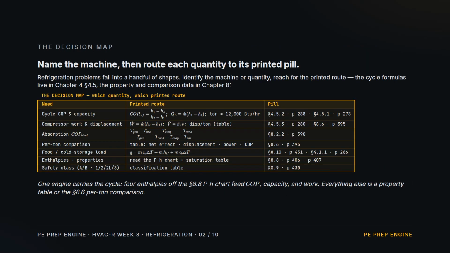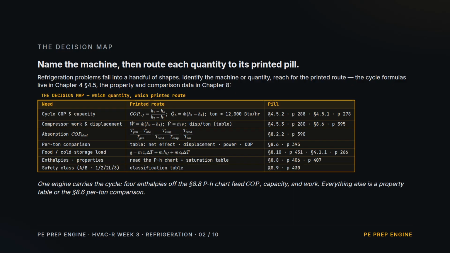The decision map. Every refrigeration problem is one of a few shapes, so name the machine first. A vapor compression cycle gives you COP, capacity, and compressor work from 4 enthalpies read off the pH chart. An absorption machine gives you an ideal COP from 4 temperatures. A load problem sums sensible and latent from the food property table. And the per-ton comparison table already lists refrigerating effect, displacement, power, and COP side by side.